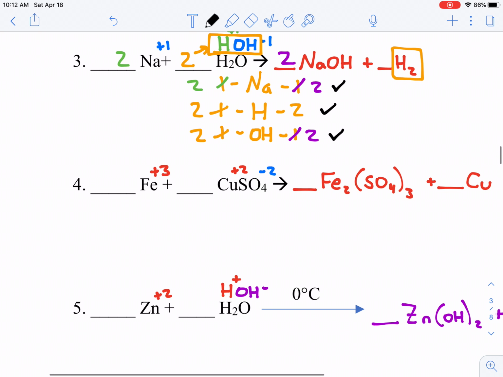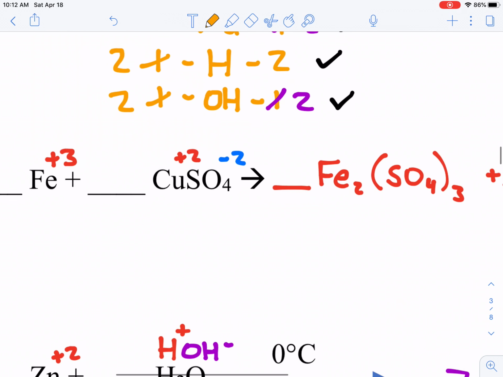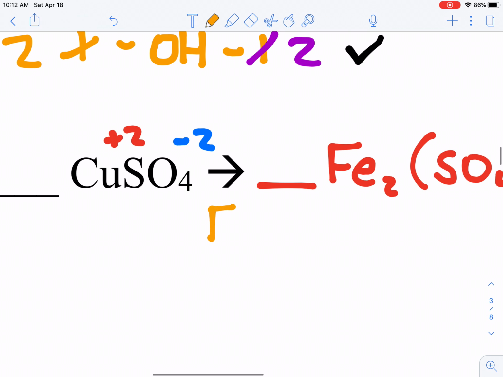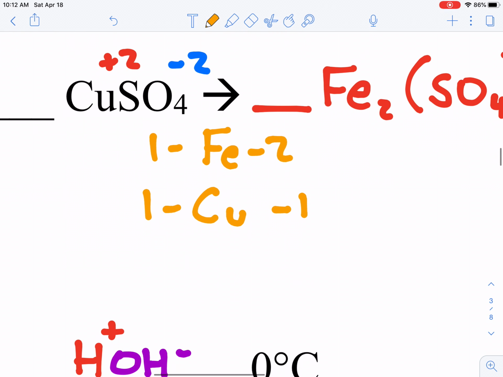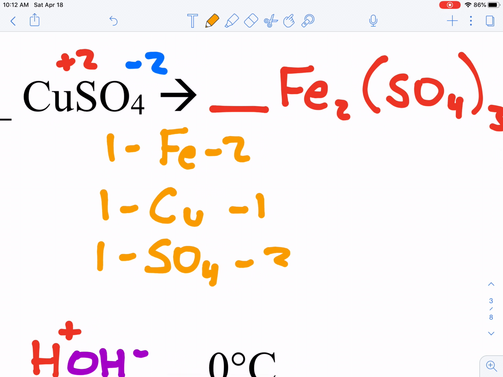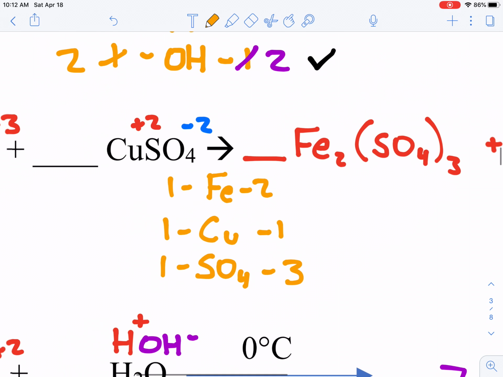And when we balance, again, let's make our list. We have Fe's on both sides. We have 1 Fe on the left. We have 2 on the right. We have coppers on both sides. We have 1 on the left. We have 1 on the right. And I'm going to keep SO4 as a group. I'm going to say that I have 1 SO4 polyatomic ion on the left, and I have 3 of those units on the right.